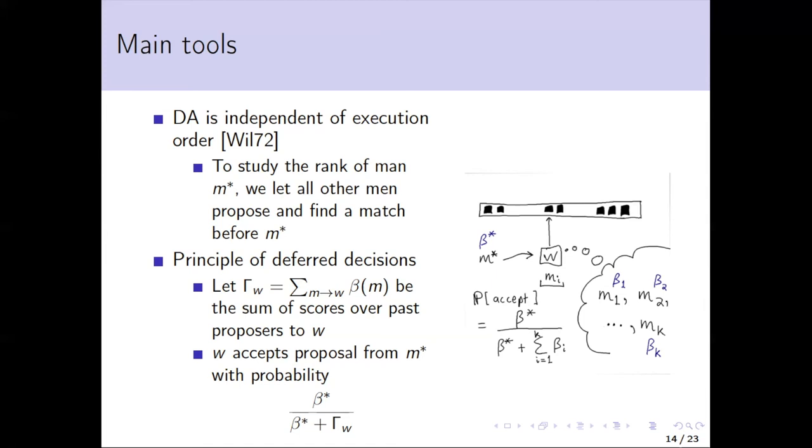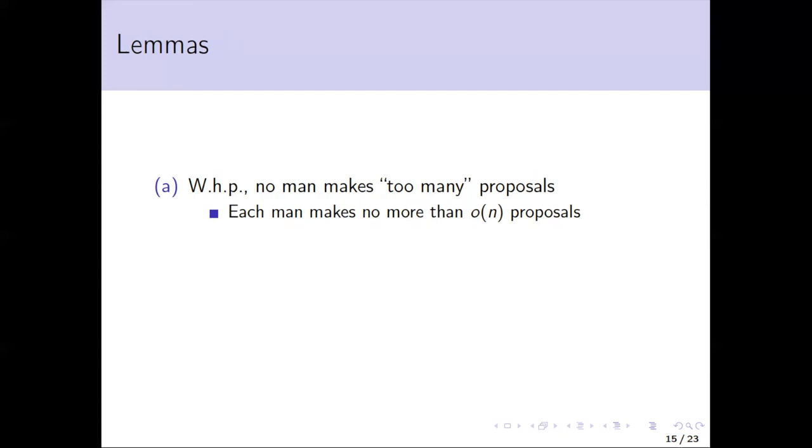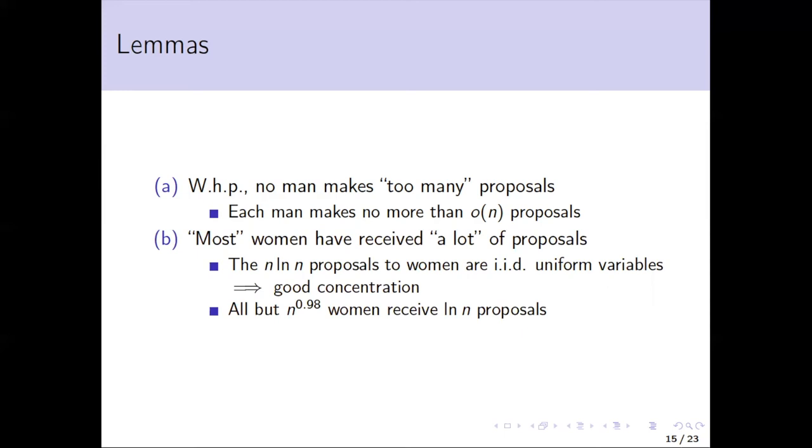With those tools, we now have the result relying on the following lemmas. First, we claim that with high probability, no man will make too many proposals. Here, for example, too many can be log squared n, which is essentially little o of n. That's what we care about. Second, we want to say that most women have, by the very end of the DA process, received a lot of proposals. This is not surprising because we know the proposals go to women as IID random variables, and that should give a very good concentration bound.